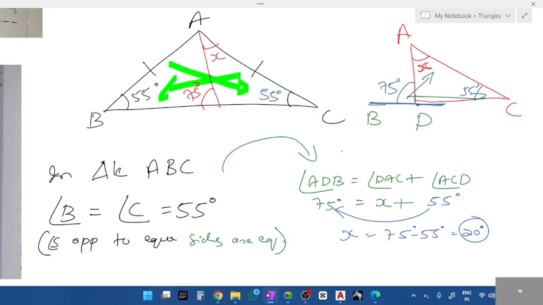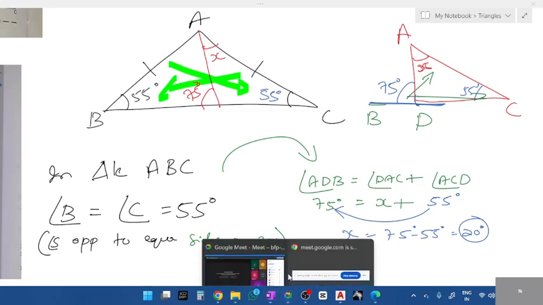So you should know when to use the first triangle, when to directly use the second triangle.